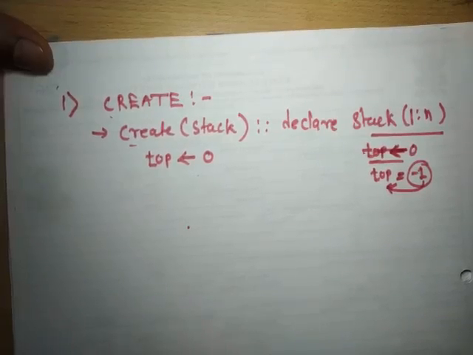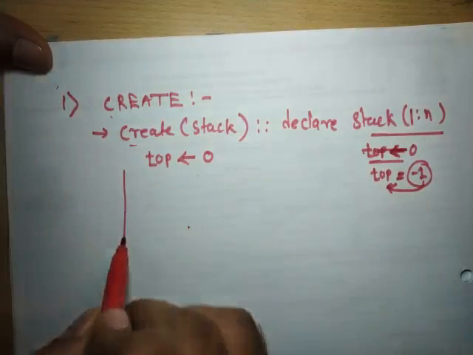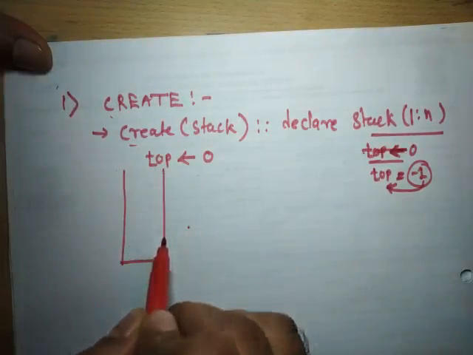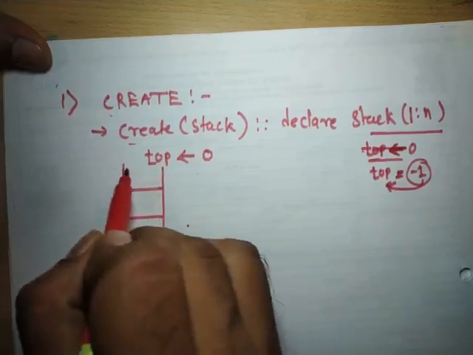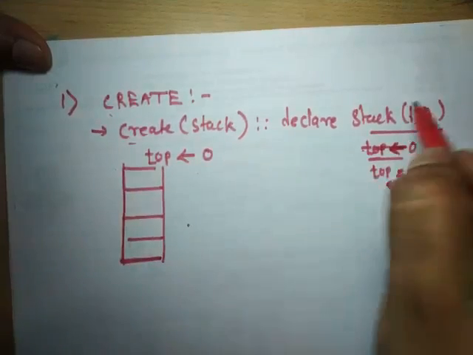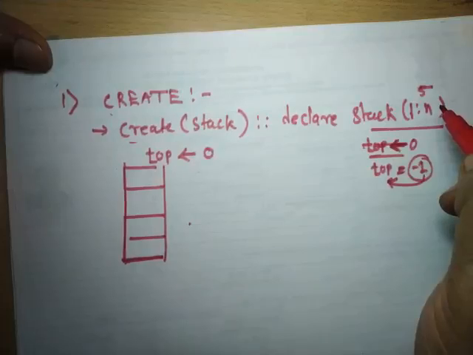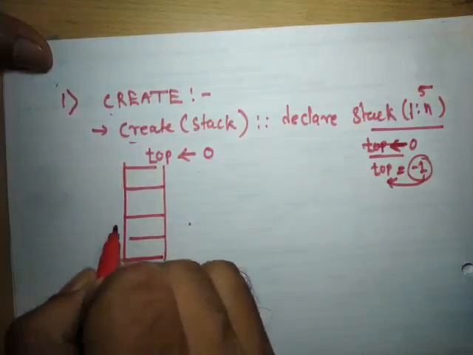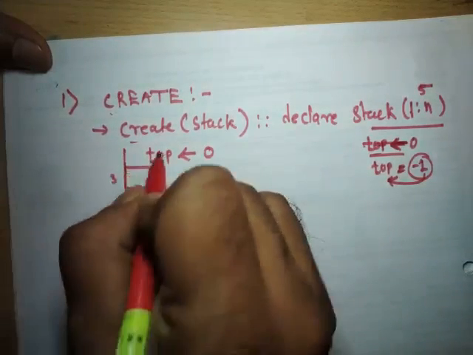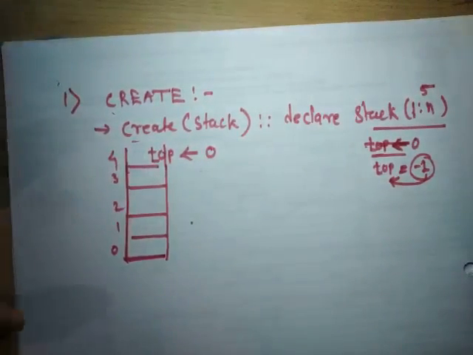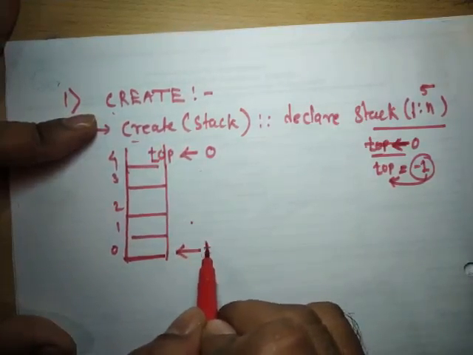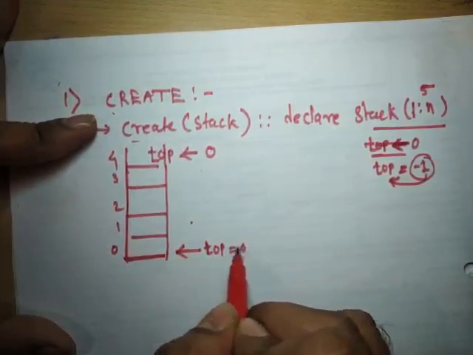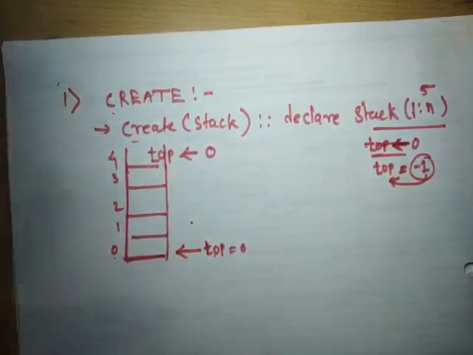In terms of a figure, this will create an empty stack having size 1 to n. Suppose I am passing size 5. So 0, 1, 2, 3 and this is 4. So this is an empty stack, and it returns top is equal to 0, meaning top points at index location 0. So this is the create function.